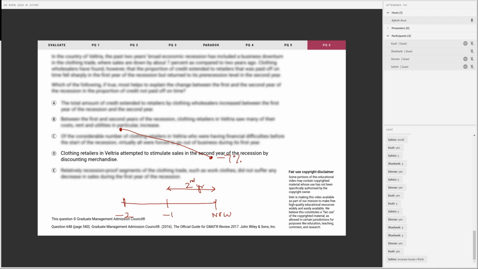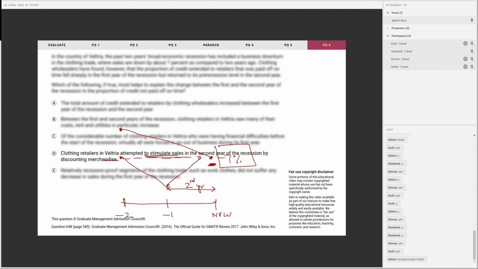We have been told that the option says they attempted to stimulate sales. Now maybe it worked, maybe it did not work, but the bottom line is sales are not back at pre-recession levels. They are at -7%. But somehow the proportion of credit that was paid back on time is back to pre-recession levels. That's the problem with option D.